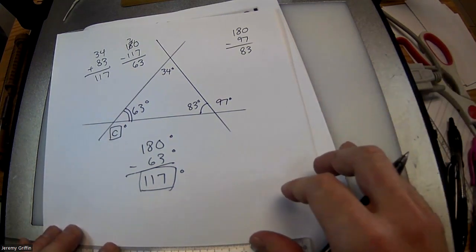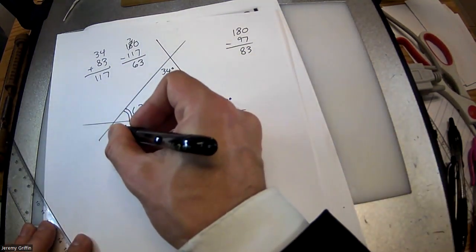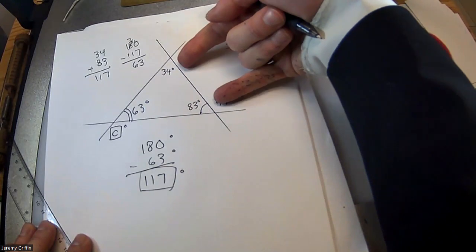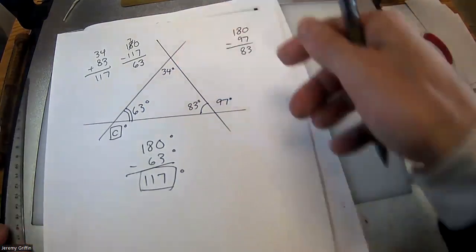Now there is a shortcut to this. Whatever this angle is, what we're looking for, C, is always the sum of these two guys right here. Right, you guys got that shortcut?